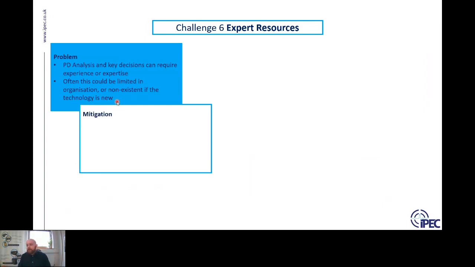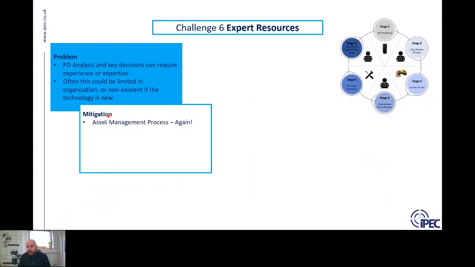So what's the mitigation? The first one, asset management process. Again, and I cannot emphasize this enough, it simply comes down to putting a process on paper and saying, what resource do we need at different stages? Stage 1, we need some hardware. Stage 2, we need some expertise. Can we do that in-house?